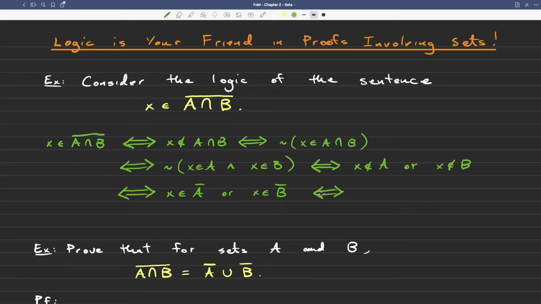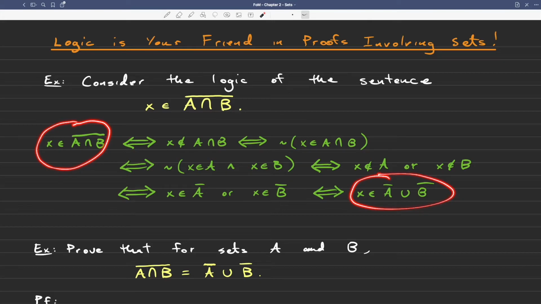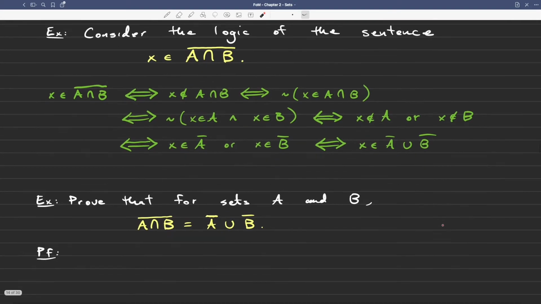If X is in A or X is in B, this is exactly the membership condition to say X is in the union of those two sets. So we could say X is in A bar union B bar. So this is just playing around with the logic, right? But check it out. The statement that an element X is in (A intersect B)'s complement is logically equivalent to saying X is in A bar union B bar. So that basically tells you that those two sets are equal. And that's exactly what we're going to prove next.